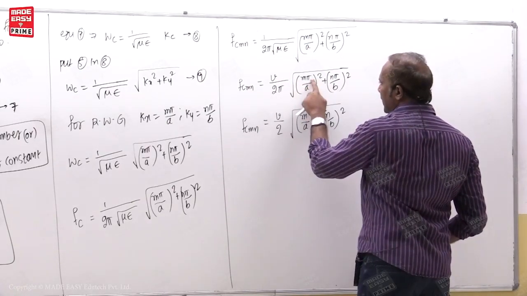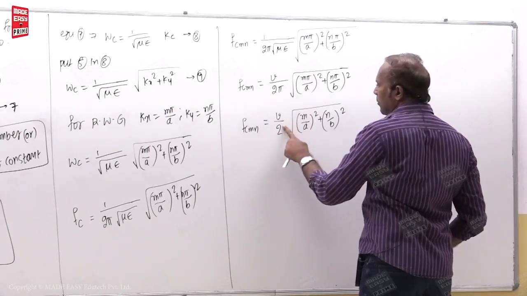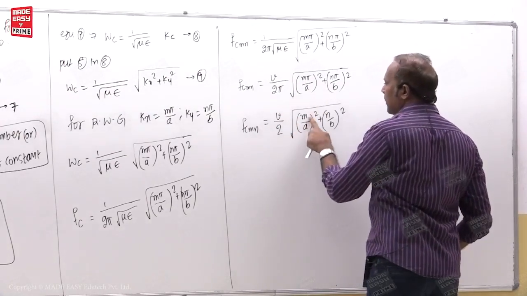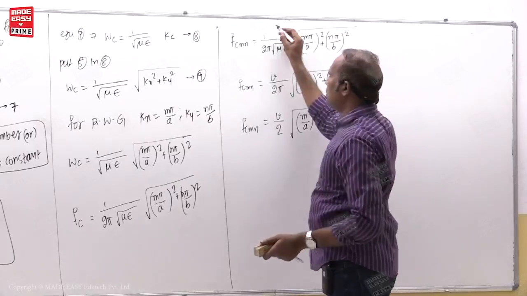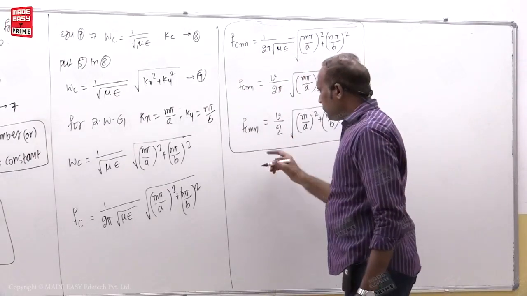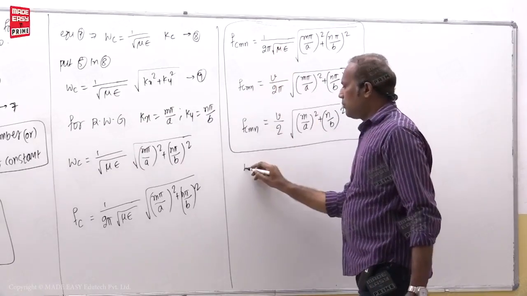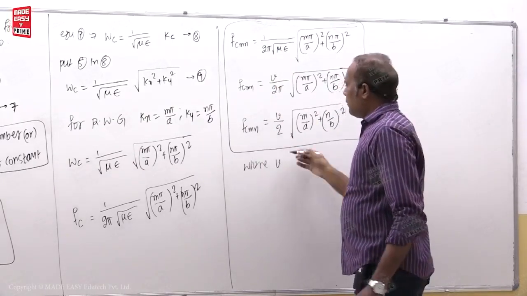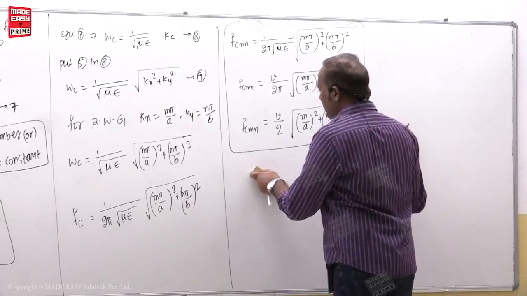And pi is there, pi is there. In some books you see the velocity form, but no pi here. Here also no pi. So any one of the forms is used. So you should not confuse. Where v is equal to, where, anyway we will be writing this later on in the notes.